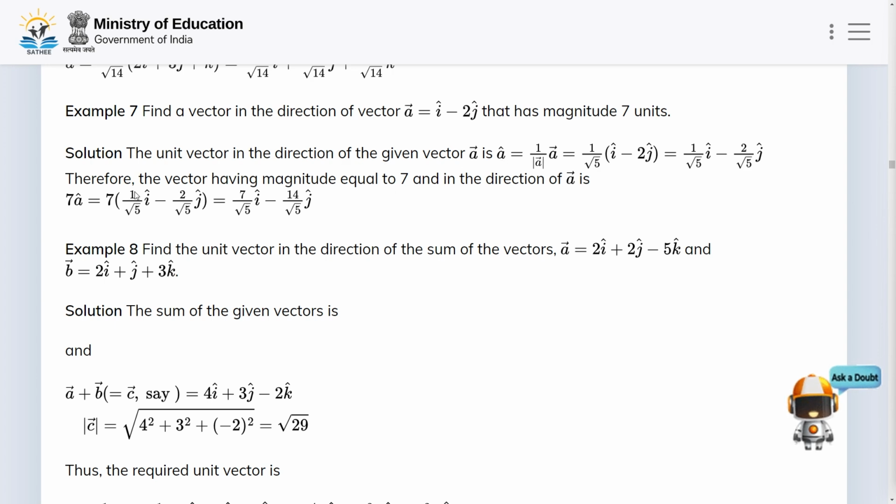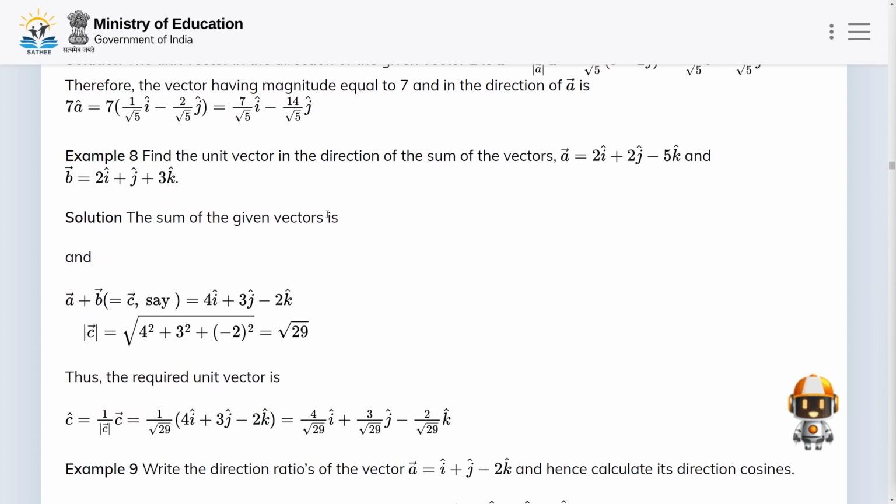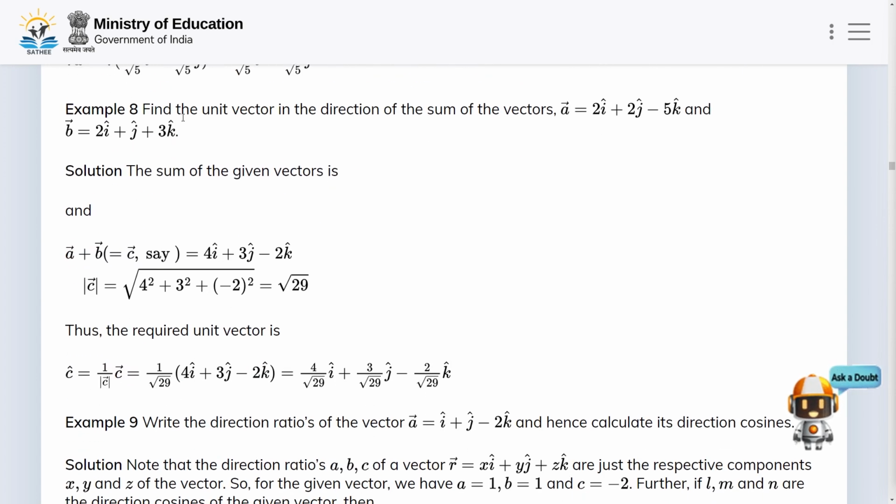Now, therefore, the vector having magnitude equal to 7 and in the direction of A will be 7 times the unit vector of A. You will get this. Now if you find the magnitude of this vector, you will get 7, and the direction is the same. Okay. Clear? Okay.